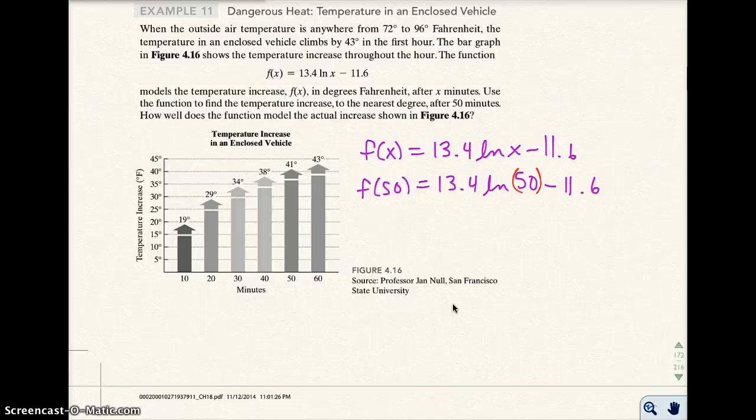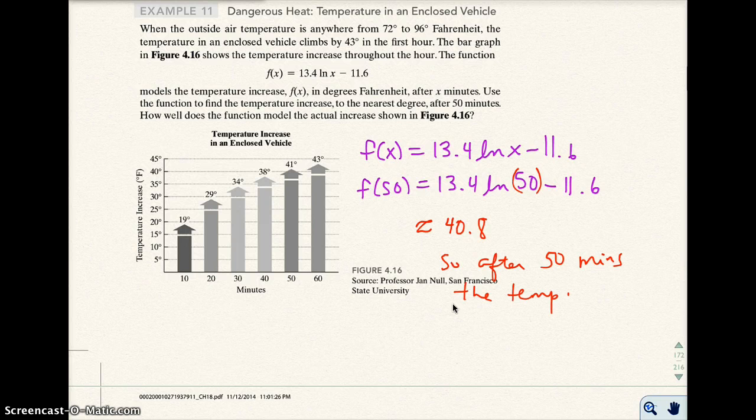And I get approximately 40.8. So after 50 minutes, the temperature in the car rises approximately 41 degrees. It looks like the function, the model, actually modeled it pretty well.